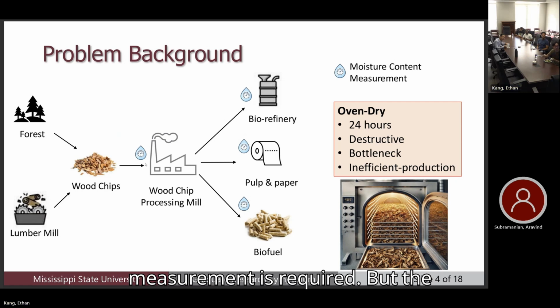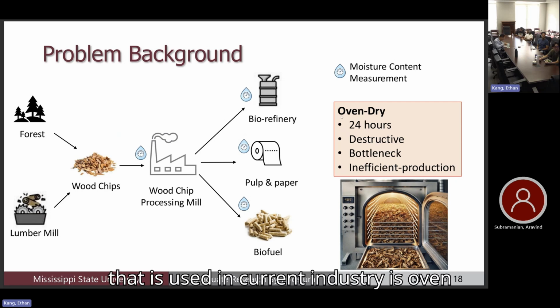required. But the existing traditional method used in current industry is oven drying, which requires around 24 hours of time. And it is also an invasive method, or destructive method. That means it would alter the physical property of the wood chip. Then it basically creates a bottleneck in the supply chain, and eventually it makes the production inefficient.